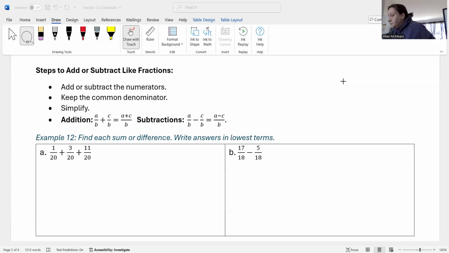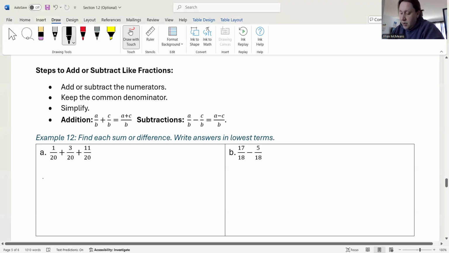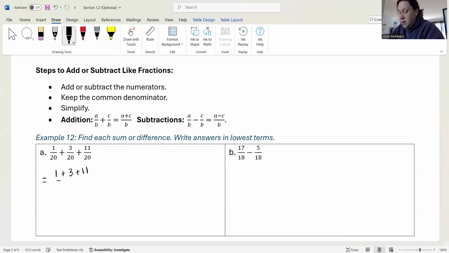Okay, so let's practice. For this first example, we have 1 over 20 plus 3 over 20 plus 11 over 20. We definitely have a common denominator of 20. So we're going to take 1 plus 3 plus 11, and we're going to put it over 20. When I add the numerators, I get 1 plus 3, which is 4. 4 plus 11 is 15. So we've completed the first two steps. We've added the numerators, we've kept the common denominator.